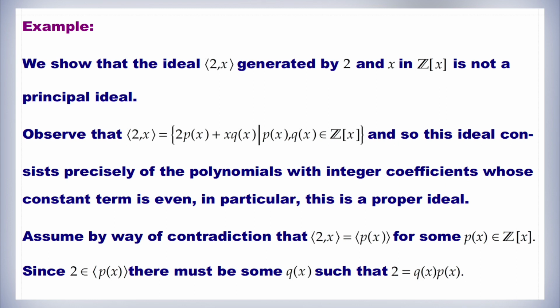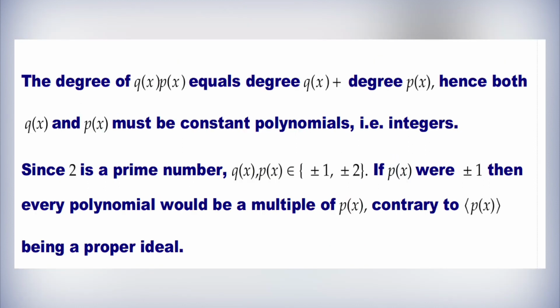Assume by way of contradiction that the ideal generated by 2, x is equal to the ideal generated by p(x) for some p(x) belonging to Z[x]. Since 2 belongs to the ideal generated by p(x), there must be some q(x) such that 2 is equal to q(x) times p(x). The degree of q(x)p(x) equals the degree of q(x) plus the degree of p(x). Hence, both q(x) and p(x) must be constant polynomials, which are integers.